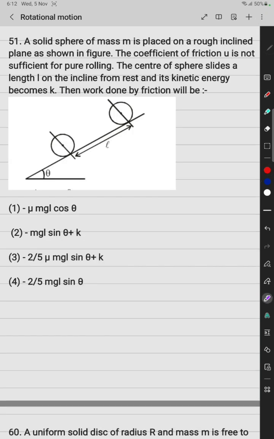In this, it is a case of impure rolling. A solid sphere of mass m is placed on a rough inclined plane, and the coefficient of friction is mu. It is not sufficient for pure rolling. The center of the sphere slides from rest, and its kinetic energy becomes K. And according to the work energy theorem, the change in kinetic energy is equal to the work done by gravity as well as the work done by friction.